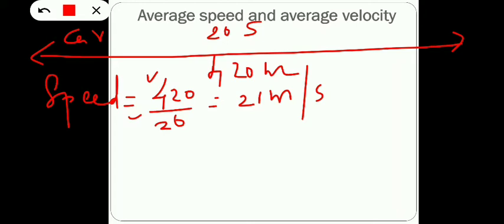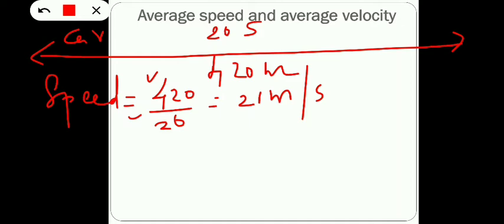No, because the car may be moving faster initially, slows down in the middle, and then again speeds up. So this speed of 21 meter per second does not imply that throughout the distance of 420 meter, the object moves with a constant speed of 21. So this speed that we have calculated is average speed.